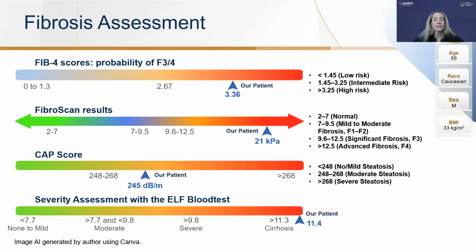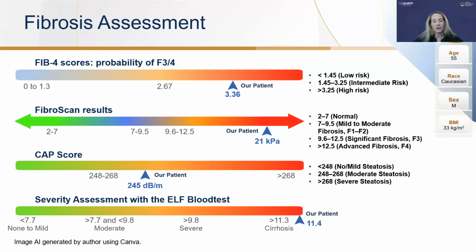The CAP score, interestingly, is lower than in the previous case. So we still see steatosis here with a CAP score of 245, but we see less. And this is kind of what we see sometimes with what we call burnt out MASH, where as you start to see higher levels of fibrosis, you actually see less of the steatosis.